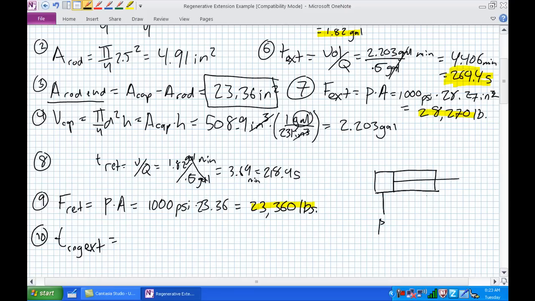Typically, to extend this rod, I put pressure here, and I dump this to tank. What if I did the following? I hooked pressure to both sides. One's immediate incorrect answer is that the cylinder would do nothing because there is a pressure balance on opposite sides. Equal pressure on the cap and the rod end.